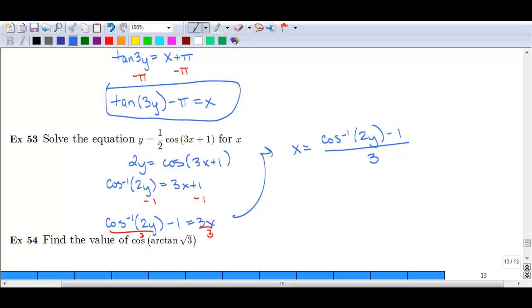So again, be very careful with order of operations here. First thing you're going to do is multiply by 2. Then you're going to take cosine inverse to get rid of that cosine. Again, you're going to put the 2y in parentheses because the next step is to subtract 1. Then the last step, divide by 3, so you end up with cosine inverse of 2y in parentheses, and then minus 1, and that whole thing is divided by 3. So let's take a look at a few more examples.